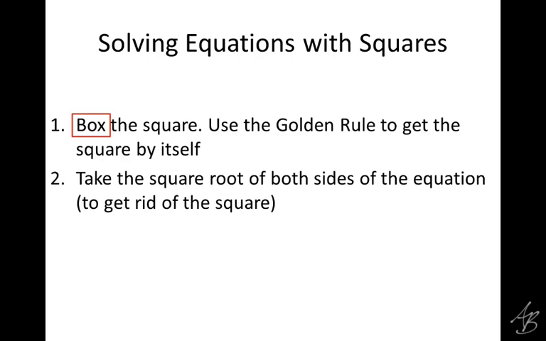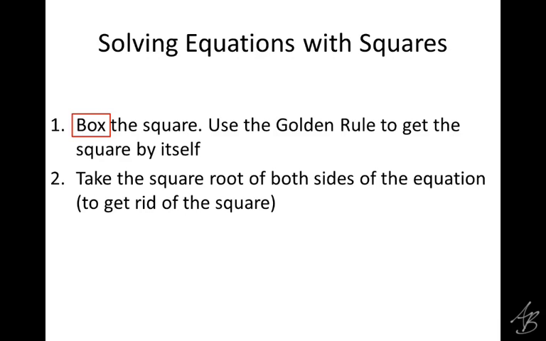Now, this is where it gets a little different. If you compare this to yesterday's notes, up to this point, it's almost identical. Yesterday we boxed the square root, then we used the golden rule to get the square root by itself, and then we took the square of both sides to get rid of the square root. So it's the same thing, we're just flipping square and square root.